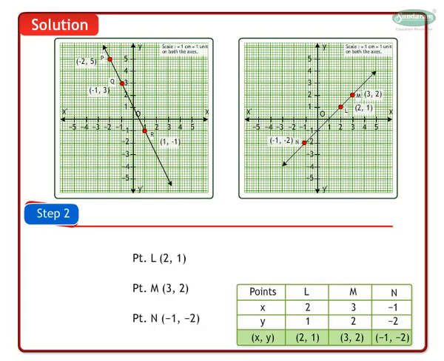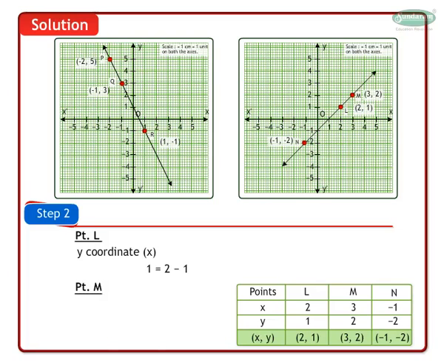Let us inspect the coordinates to establish the relationship between x and y. We get y-coordinate of point L as x-coordinate minus 1. Then for point M, y-coordinate 2 is equal to x-coordinate 3 minus 1. For point N, y-coordinate minus 2 is equal to x-coordinate minus 1 minus 1. Hence we get y is equal to x minus 1.